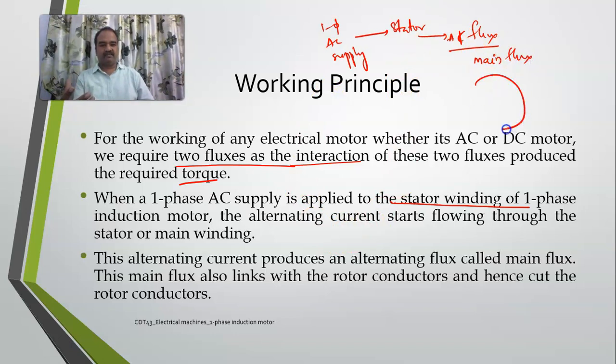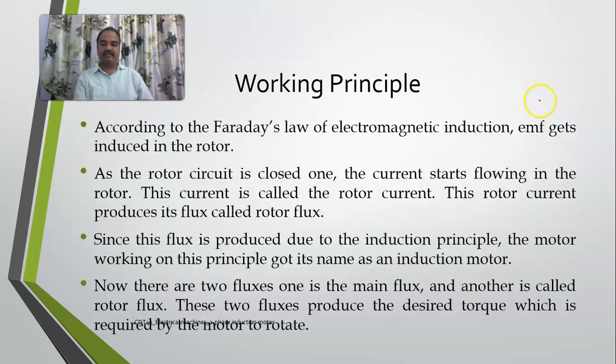Now this main flux, what happens is, your rotor is there, right? This is your rotor. So this main flux links with the rotor conductors and cuts the rotor conductors. So by default you will be expecting that an EMF will be induced in it. Yes, EMF will be induced. Now the rotor circuit, because it is of a squirrel cage type, is a closed one. So the current starts flowing in the rotor and we call it the rotor current. And this will produce a rotor flux.